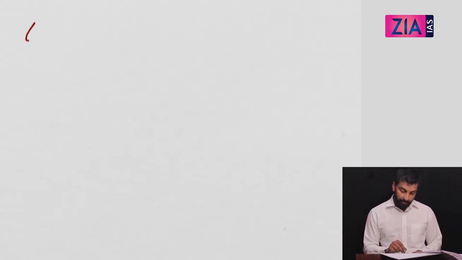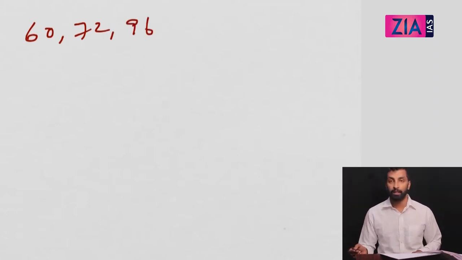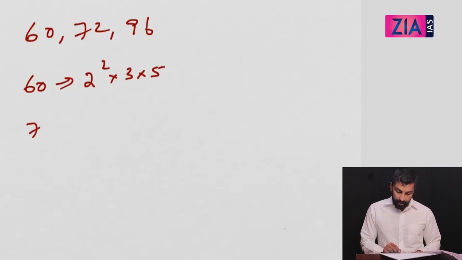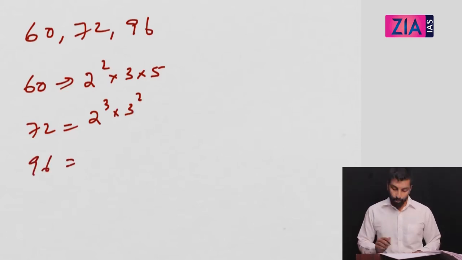So in the previous video, we have seen the method of finding the LCM by using prime factorization, right? We have seen the LCM of 60, 72 and 96 by using the method of prime factorization. 60 you will write as 4 into 15, so it's actually 2 square into 3 into 5. 72 you will write as 8 into 9, so 2 cube into 3 square. 96 you will write as 32 into 3, so 2 raised to 5 into 3.